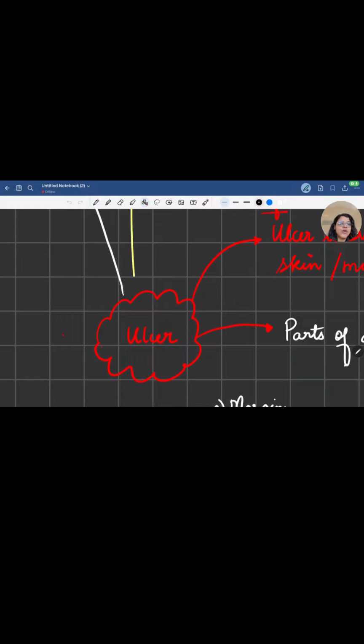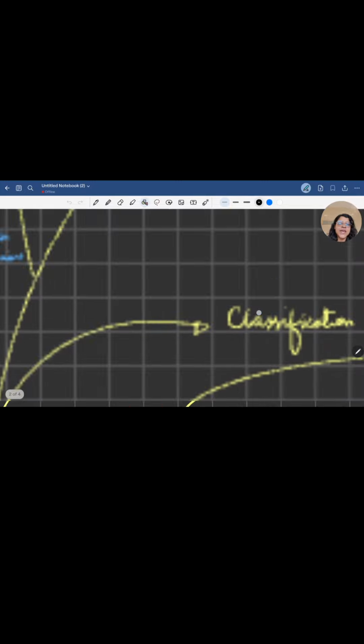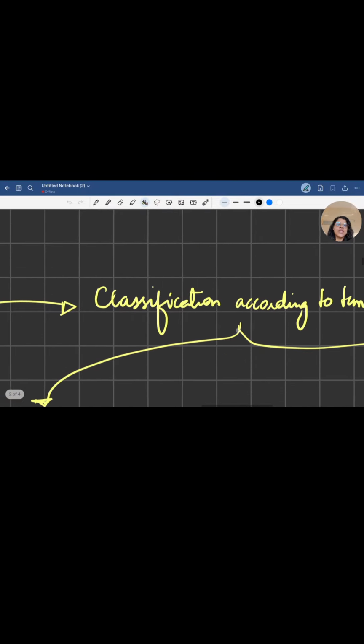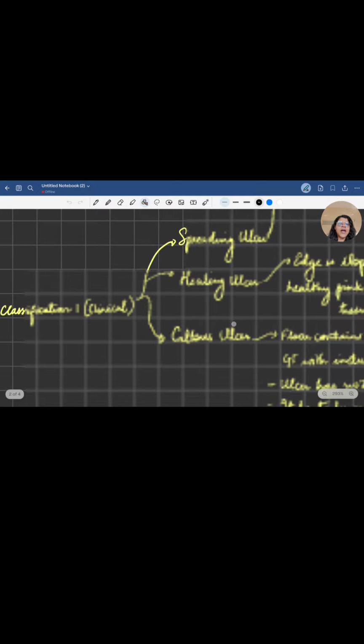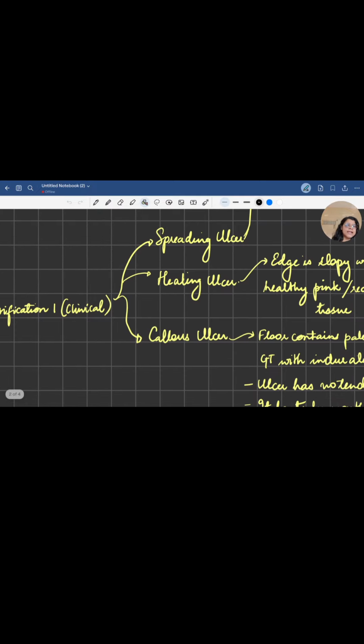Welcome to part 2 of ulcers. Now we are learning about the classification. So first classification is according to the clinical types. So you have spreading ulcer, healing ulcer and callus ulcer.